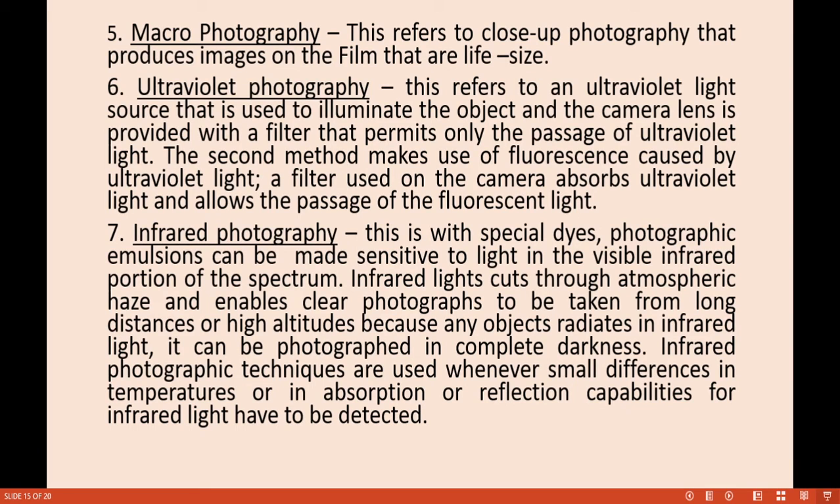Photographic emulsions can be made sensitive to light in the visible infrared portion of the spectrum. Infrared light cuts through atmospheric haze and enables clear photographs to be taken from long distances or high altitudes because any object radiates in infrared light. It can be photographed in complete darkness. So with the use of infrared light, you can photograph even though it is dark. Infrared photography techniques are used whenever small differences in temperature, in absorption, or reflection capabilities for infrared light have to be detected.